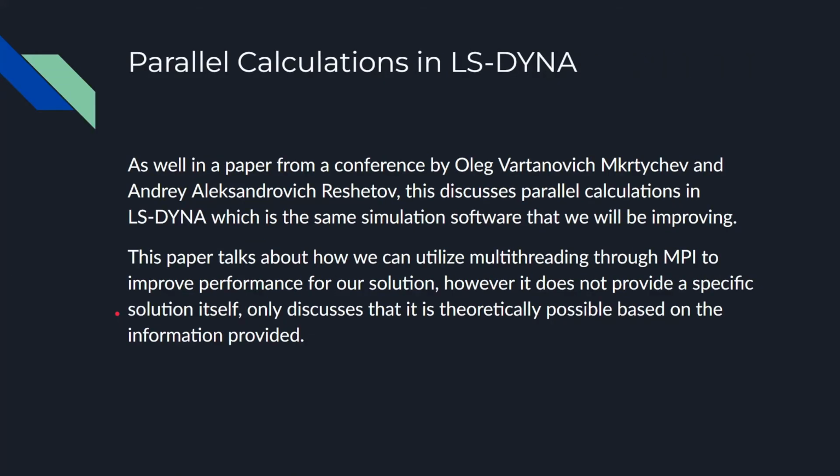Continuing on, that paper was from a conference, done by Oleg and Andriy. I'm not even going to bother attempting the last names. It discussed the parallel calculations in LS-DYNA, in which they implemented MPI to improve the performance for their solution, I guess you could call it, and allowed them to bring down the runtime of their program quite significantly. Granted, this only discusses that it is theoretically possible based on their information gotten from the multi-core implementation that they did, but we believe that this can be implemented in our solution through Python.